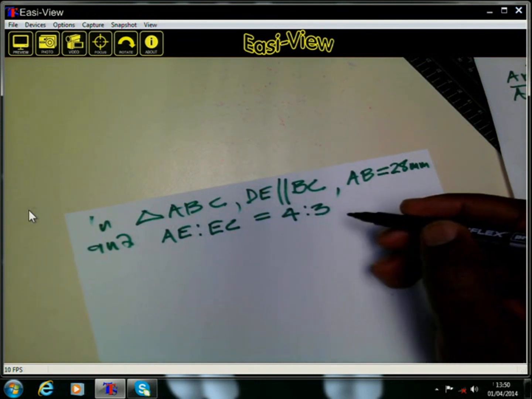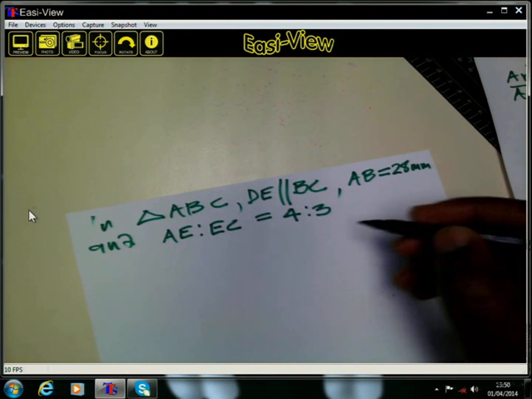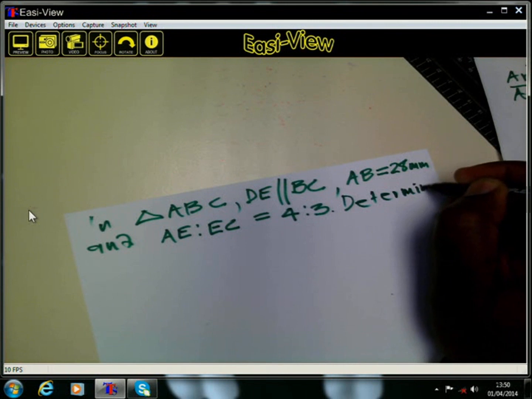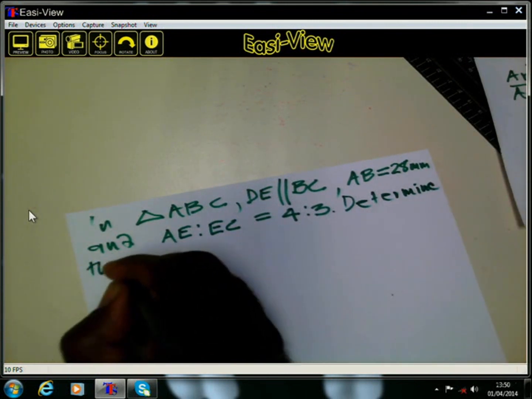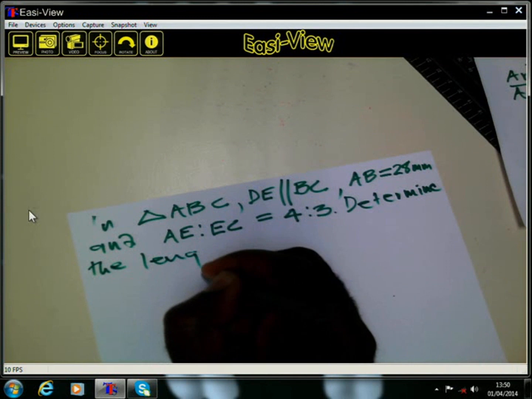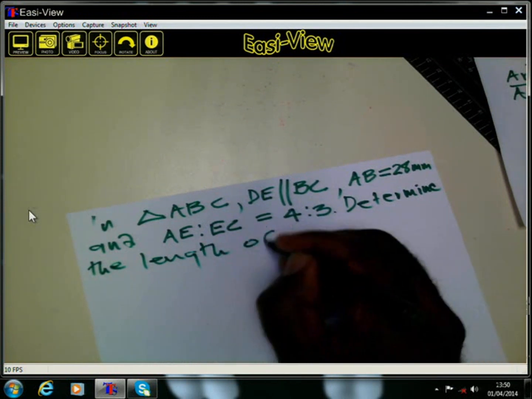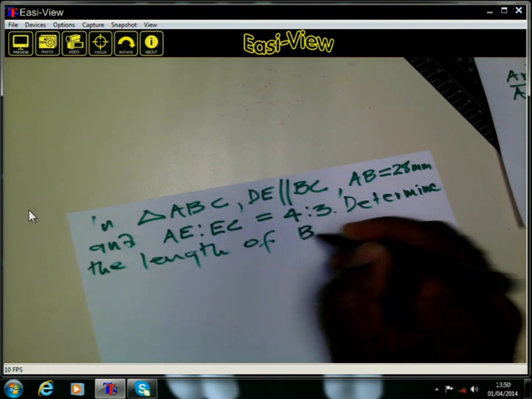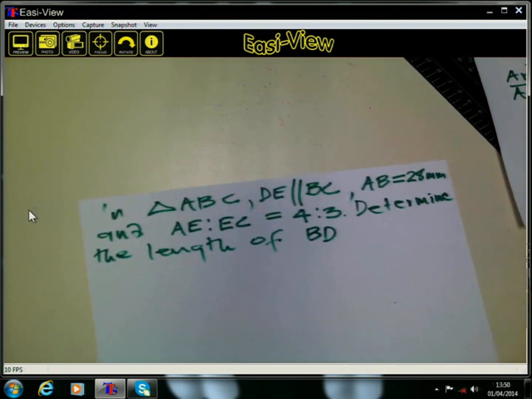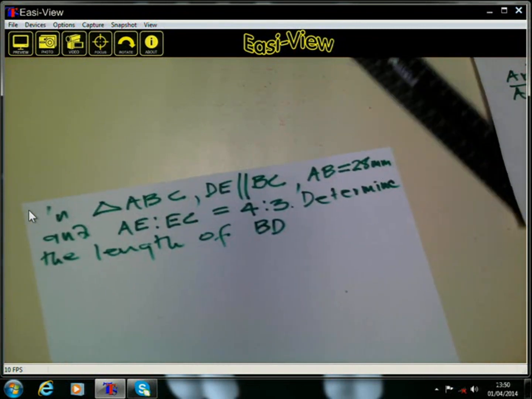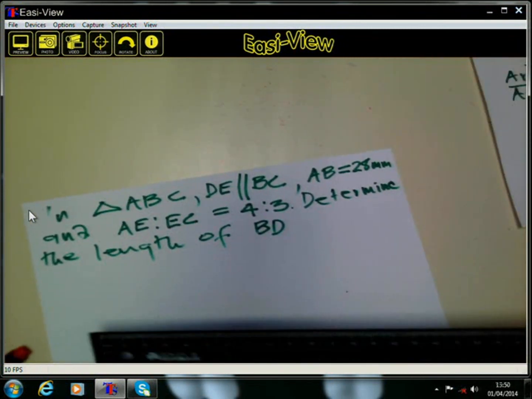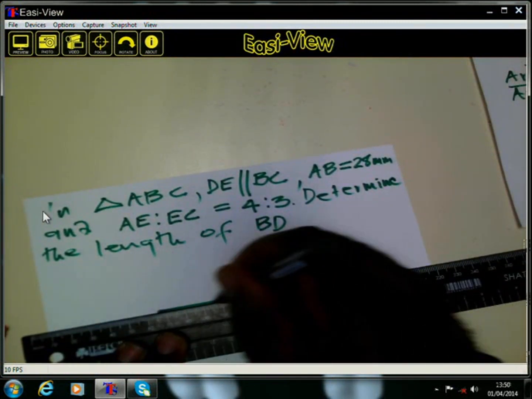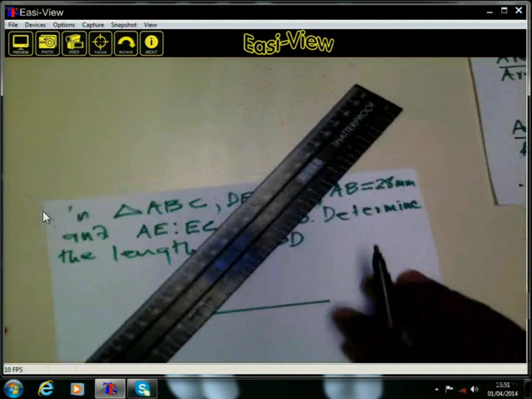Now they say determine the length of side BD. When you look at this statement, if you are given this type of statement, it will always be accompanied by a diagram. In this case, this is how my diagram would look like.